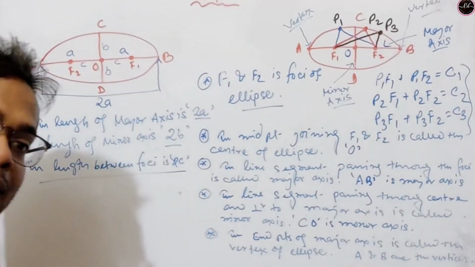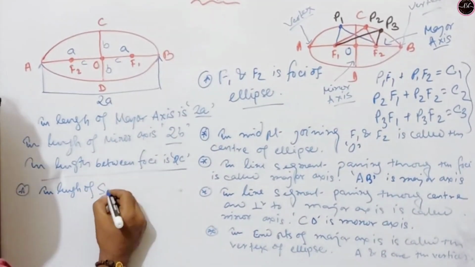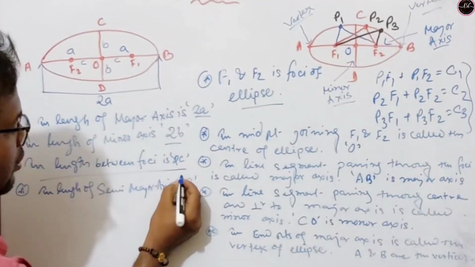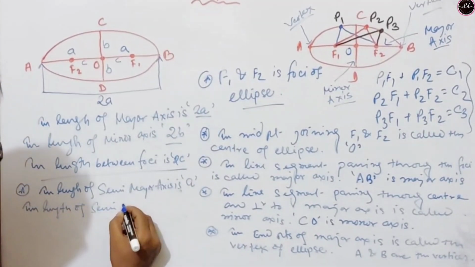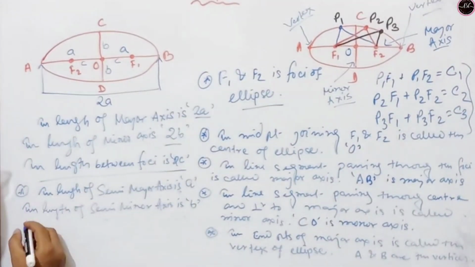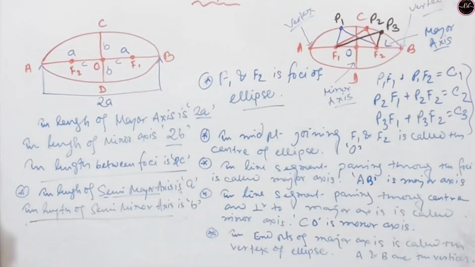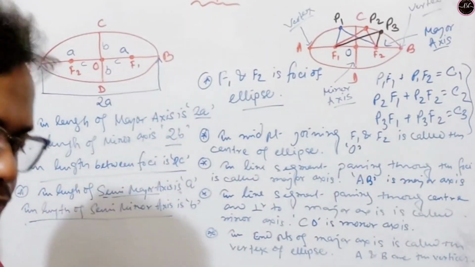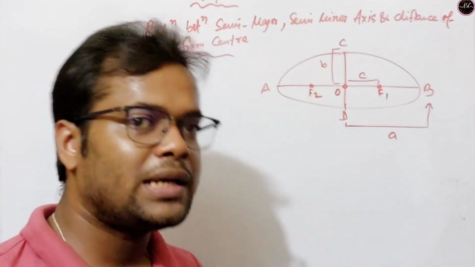So from here the length of the semi-major axis, that means either OB or OA, is 2a by 2, that means a. So the length of the semi-major axis is a, and the length of the semi-minor axis is small b. The semi-minor axis is either OC or OD.